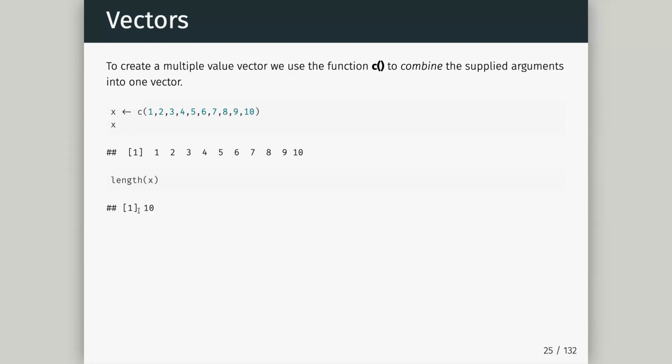Okay, so in this case, I'm going to do c. And this is just like every other function. I have parentheses, and then I have arguments separated by commas. And then we have 1, 2, 3, 4, 5, 6, 7, 8, 9, 10. And now I have a vector, our first vector, to contain more than one value. And it contains, in the order we gave it, 1, 2, 3, 4, 5, 6.